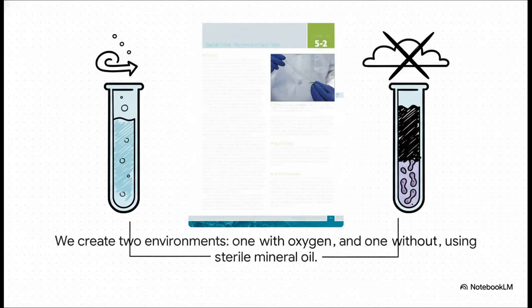So how do we get our answer? We run a pretty slick, controlled experiment. We take our suspect bacteria and put them into two test tubes. One tube is left open to the air, so oxygen can get in, but the other one we seal with a layer of mineral oil, which completely blocks out the oxygen. This little setup basically forces any fermenters to show their true colors.